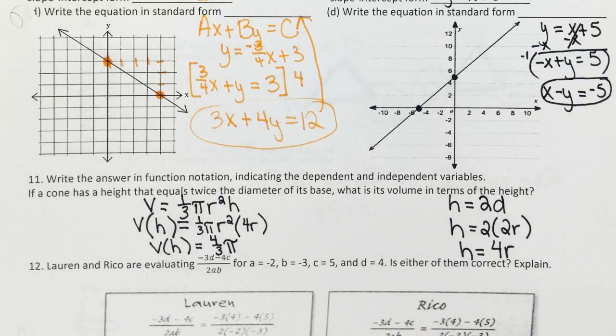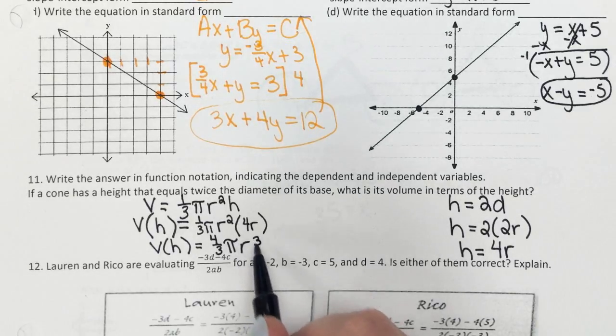Then I have pi. Then I have r squared times r. What in the world is r squared times r? R cubed. When you multiply the bases, you add the exponents. Look at you go.